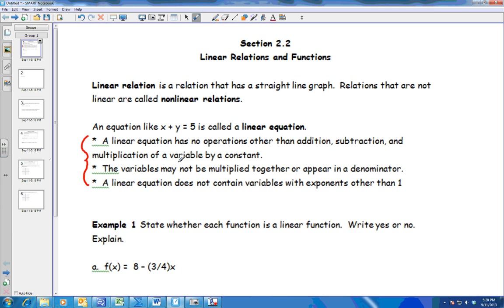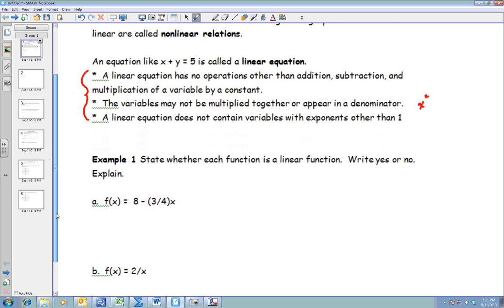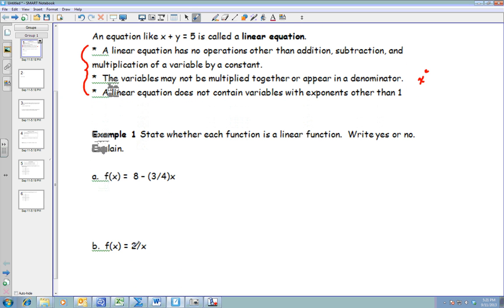Okay, the variables may not be multiplied together, or there cannot be a variable in the denominator. And then a linear equation does not contain variables with exponents other than 1. So it can't have like an x squared or something like that. All right, so what we're going to do is just follow those little guidelines to figure out if the equation they give us is a linear equation.